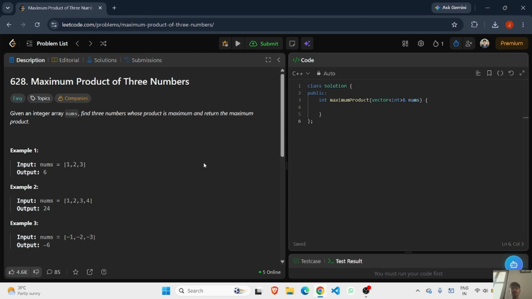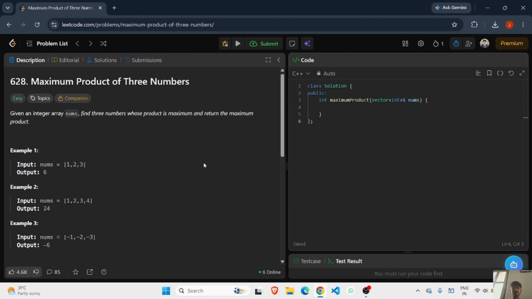Or case 2, the two smallest negative numbers and the largest positive number. For example, minus 10, minus 10, 5 and 2. So the product is minus 10 times minus 10 times 5, which equals 500, because two negative numbers make a positive. So we must compare both cases.